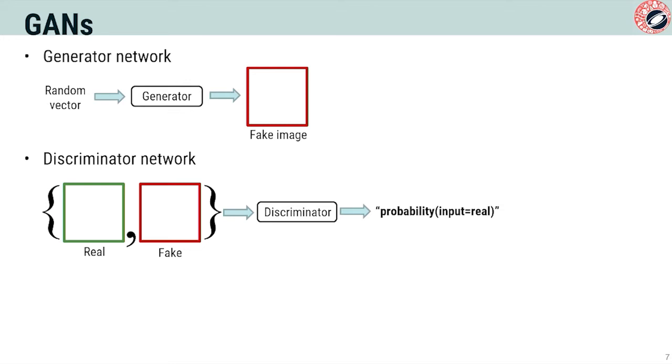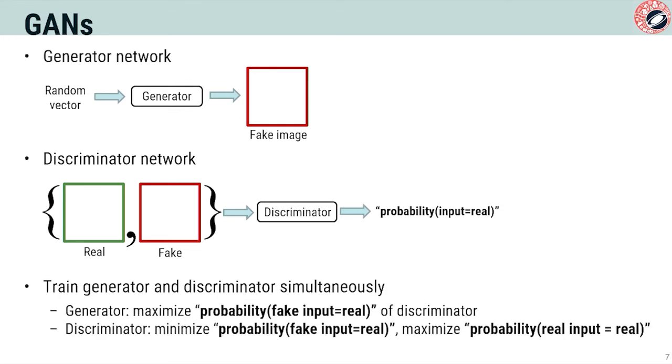So it spits out something like a probability that the input is real. Depending on the GAN flavor, this can actually be interpreted as a probability, but in some other GAN flavors, it's not really the probability, but the intuition is still useful. Now, the generator and discriminator are trained simultaneously by competing against each other.